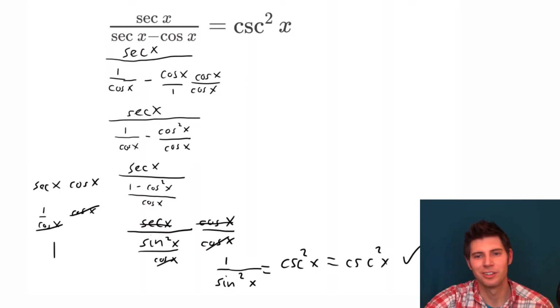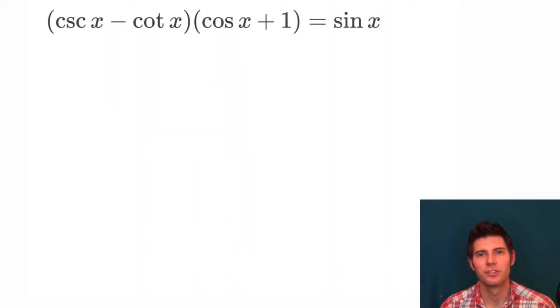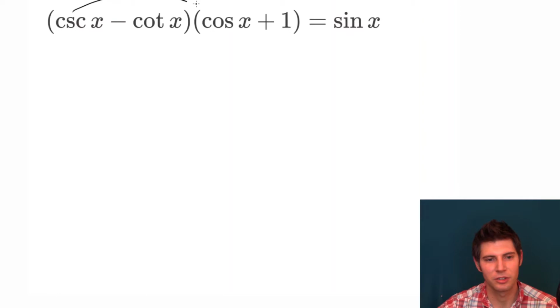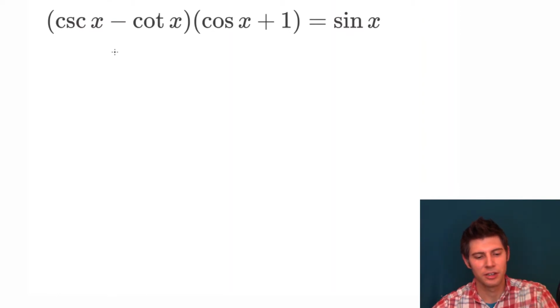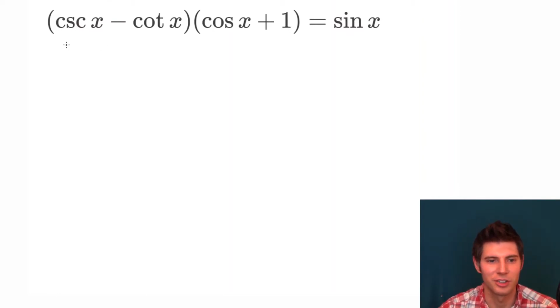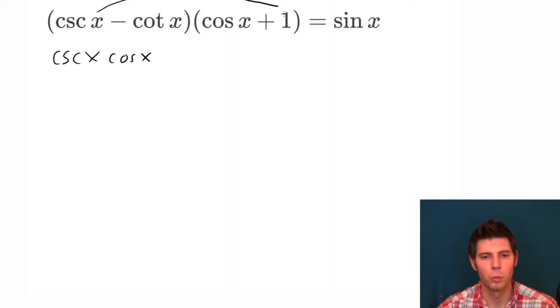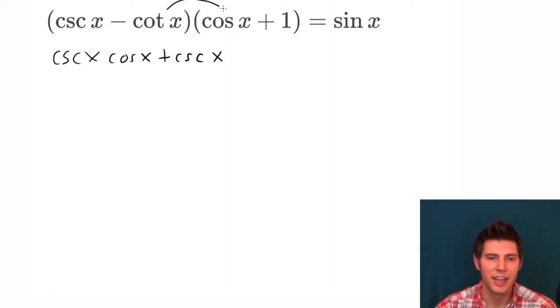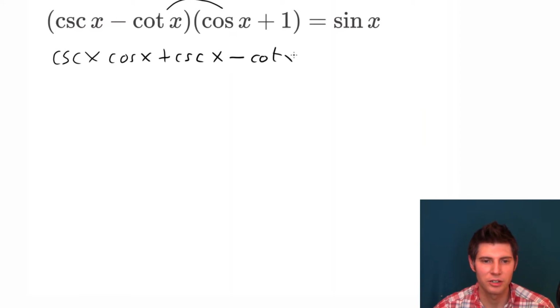So let's do the next one. So for this one, there's a couple ways to do it. First, I'm going to distribute or FOIL out. So cosecant times cosine is just cosecant cosine. And then cosecant times 1 is just cosecant. The negative cotangent times cosine is minus cotangent cosine of x. And then negative cotangent times 1 is minus cotangent.